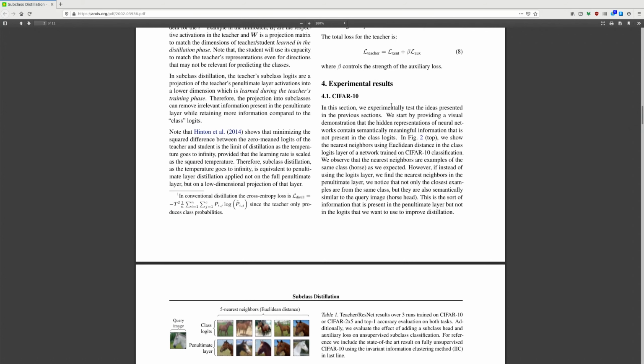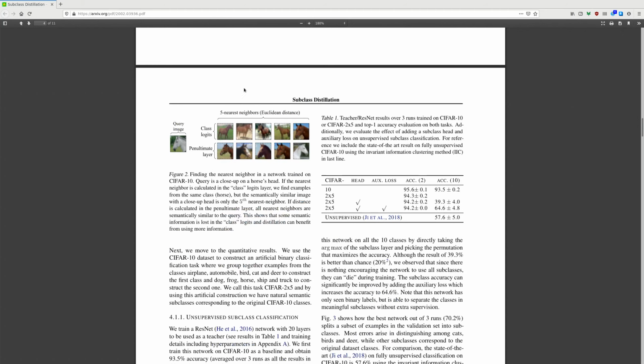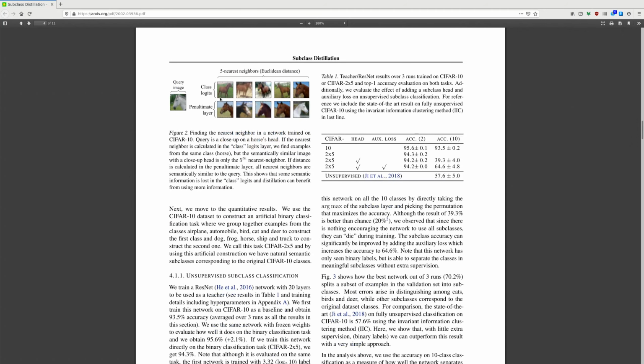Experimental results, CIFAR-10. So as I mentioned there, they use CIFAR-10. They split it into two binary classes, while still knowing the subclasses of the two binary classes, and then look at the subclasses discovered.